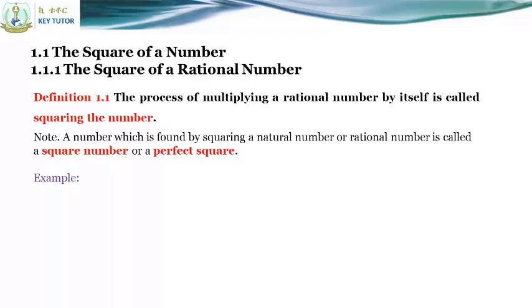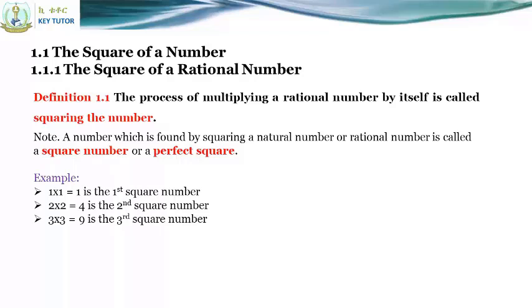When a number is found by squaring a natural number or a rational number, this number is called a square number. Square numbers in general: the first square number is 1. The second natural number, as you know, is 2. 2 square is 4, so the second square number is 4. The third natural number is 3, and as 3 times 3 is 9, the third square number is 9.